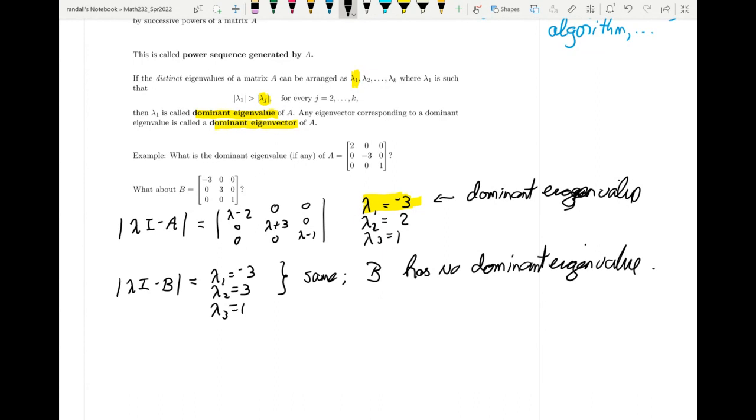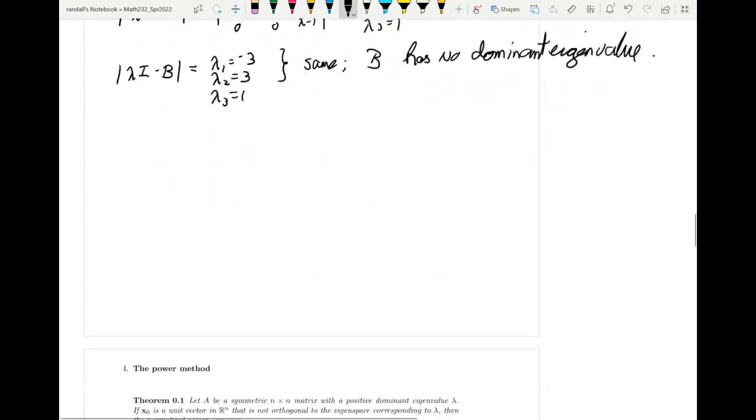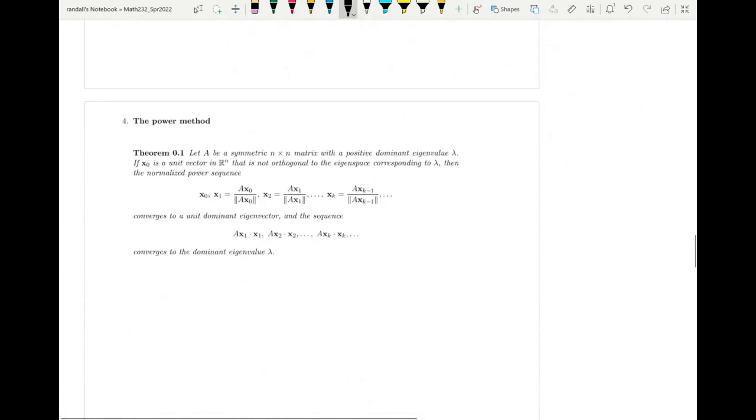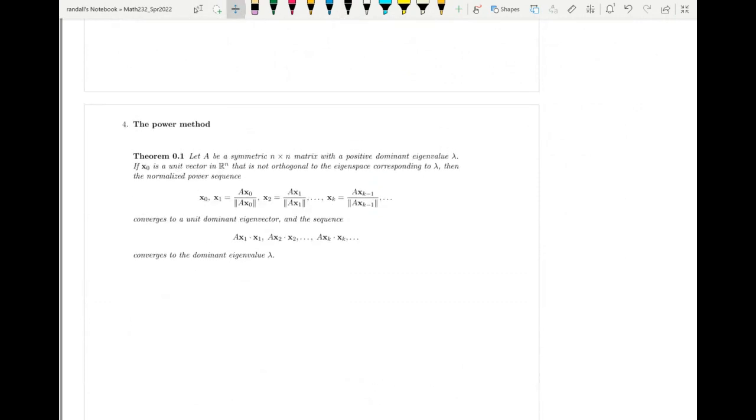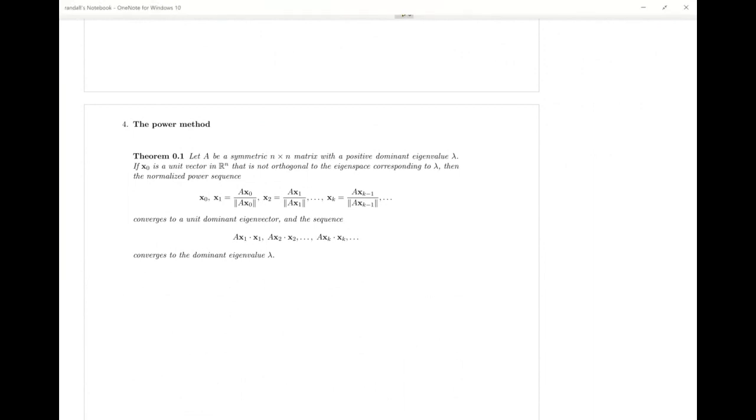So generally speaking, there doesn't have to be a dominant eigenvalue for a matrix. But in some applications, we look for the dominant eigenvalue. And if it has a dominant eigenvalue, this algorithm will allow us to find it. So here's what we call the power method.